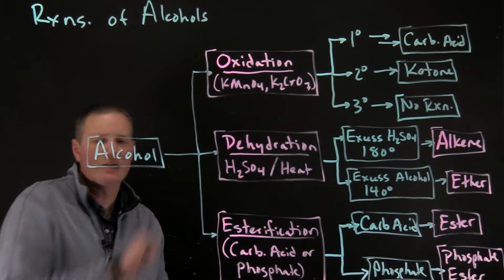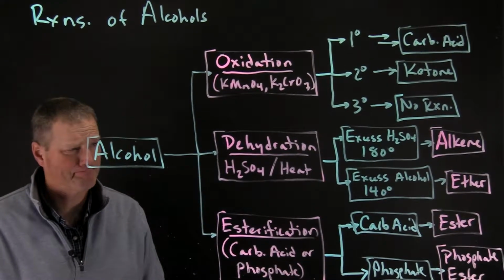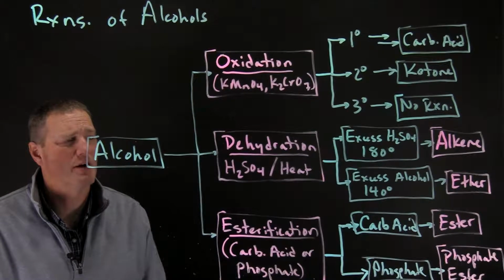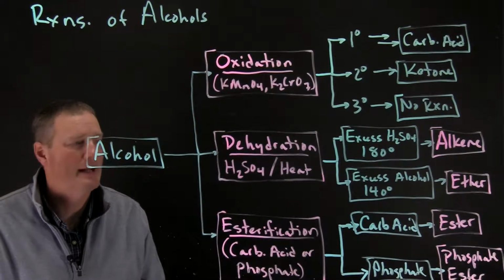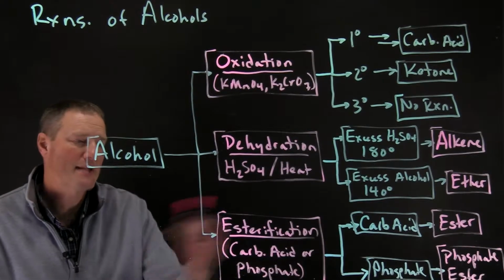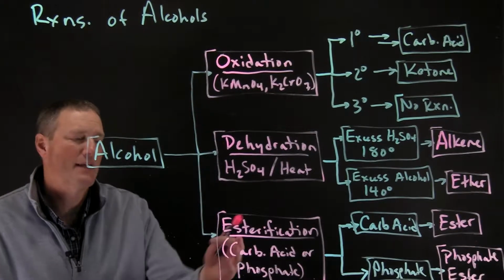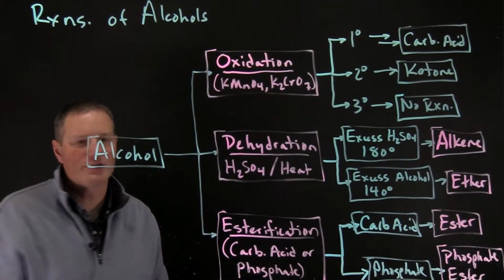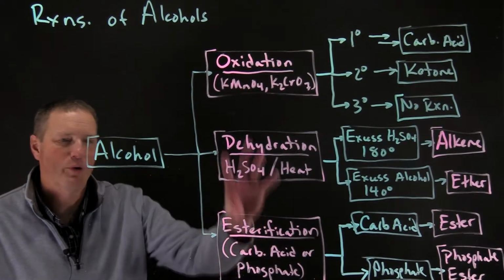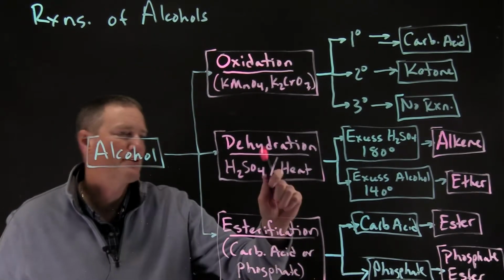Two other types of reactions that we really haven't talked about yet are the dehydration of alcohols, and this requires reagents sulfuric acid, H2SO4, and then heat. And then the second type is esterification. That's going to require a carboxylic acid or a phosphate. So let's take a look at the dehydration one, and then we're going to go through a couple examples of both of these types. So dehydration.